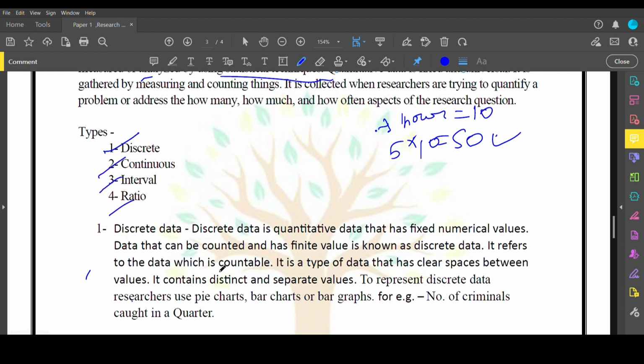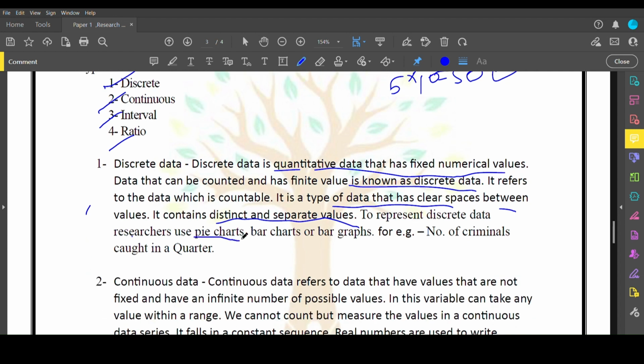So what is discrete data? Discrete data is quantified, that is, fixed numerical values, and it can be counted as a finite value and is known as discrete data. And it is a type of data that has clear spaces between values, and also it contains distinct and separate values. To represent discrete data, we use pie charts, bar charts, or bar graphs.